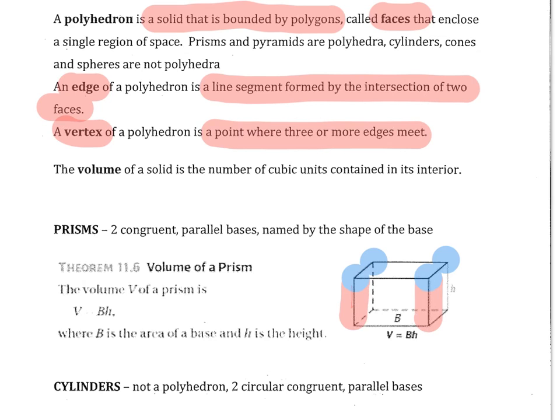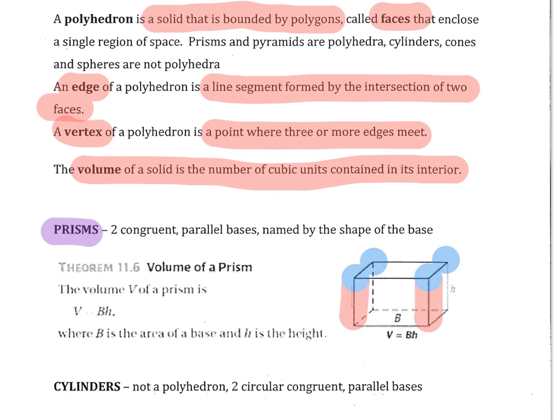And the volume is the number of cubic units. So think of if you were to fill the prism or fill the cylinder, that is volume. So the first thing we're going to do is a prism.